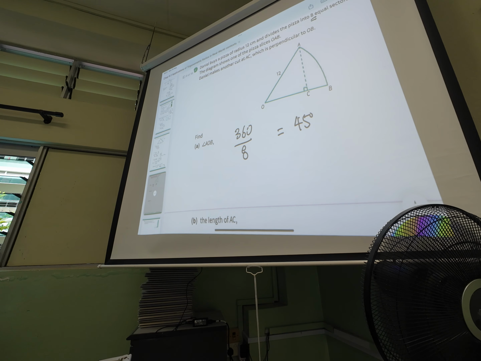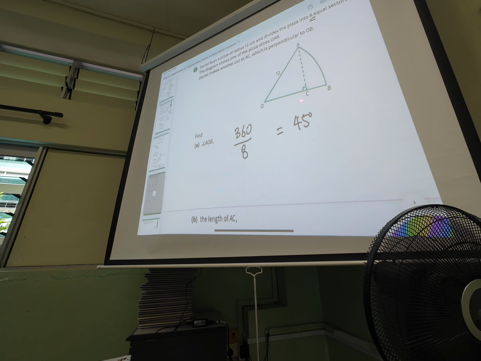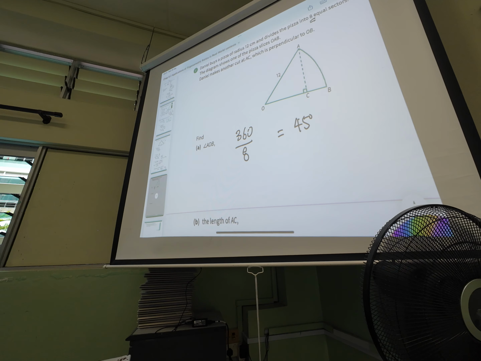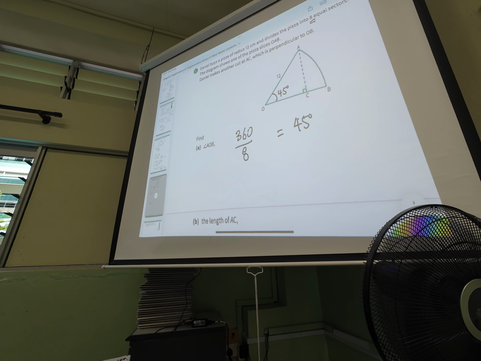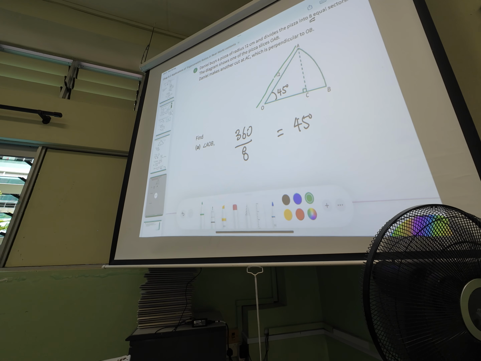Length of AC. Now we want to find this length of AC. Then there is a right angle triangle. They tell us this is a right angle triangle. So we are able to use our Pythagoras or trigo ratio. And in this case, now I know this angle is 45. Can you all see that there is a right angle triangle?